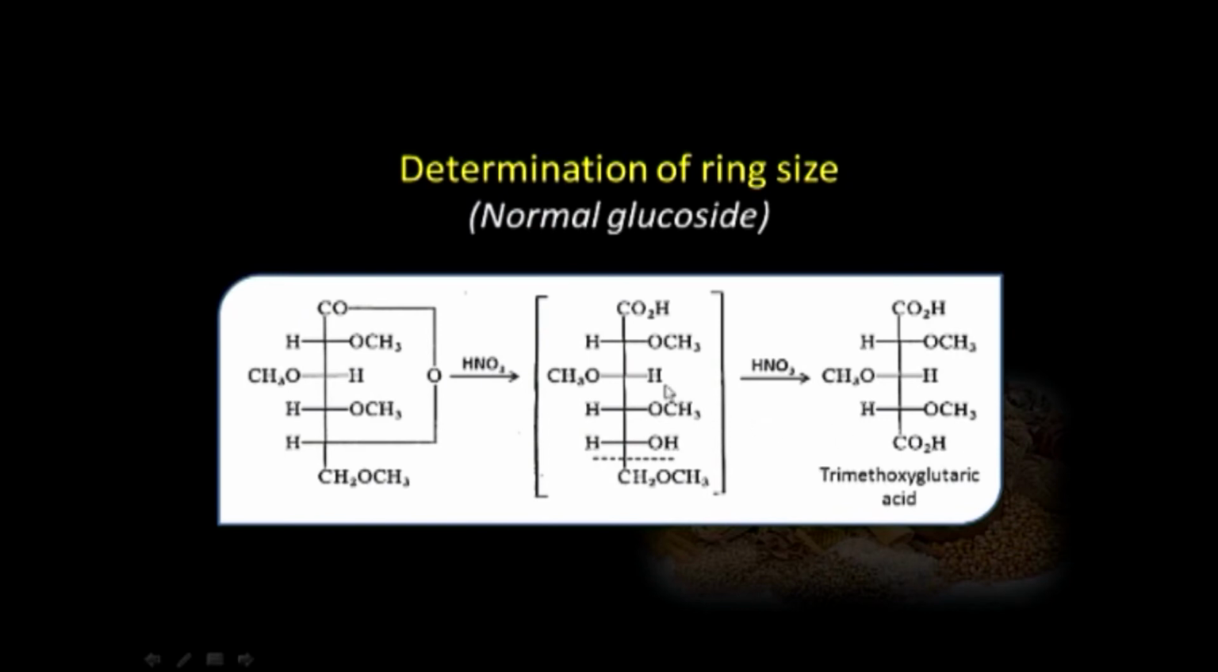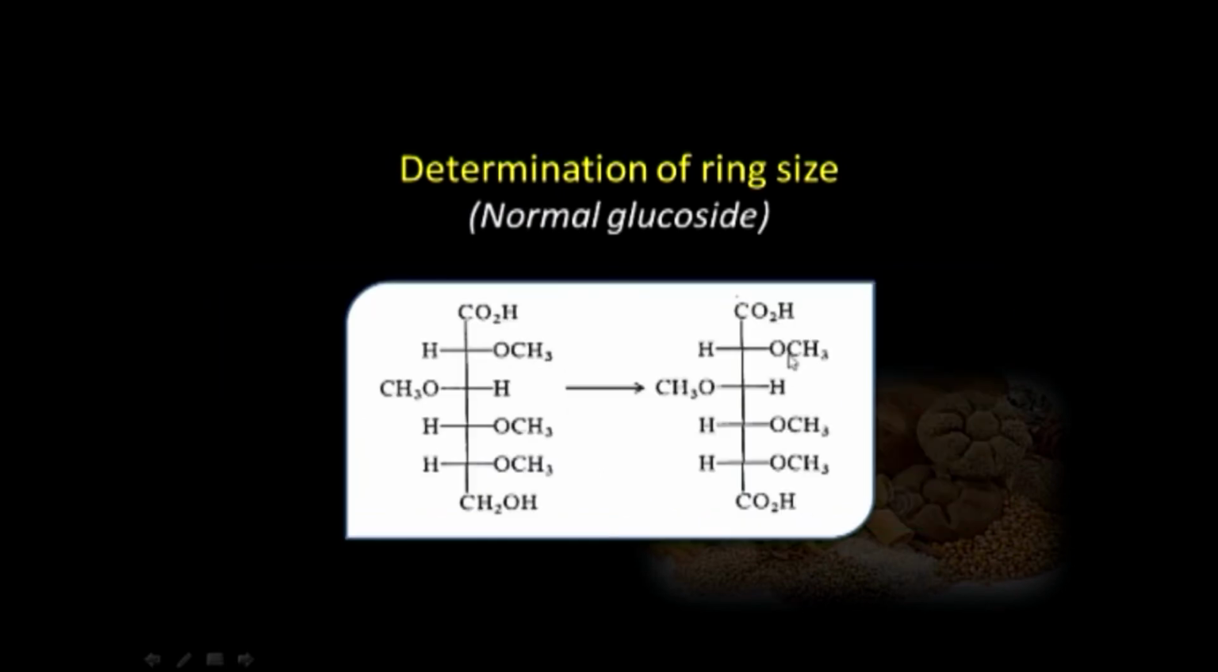Now, if this is the hydroxyl group involved in the ring formation, that is, suppose it is a 5 membered ring structure, then in no case can we get a 5 carbon chain. And suppose it is the hydroxyl of the bottom carbon involved, that is, it was a 7 membered ring structure, then we will get a 6 carbon dicarboxylic acid along with a 5 carbon compound. Since in this case we obtained a 5 carbon compound along with a 4 carbon compound, that showed that the hydroxyl group involved in the ring formation is present at this position.